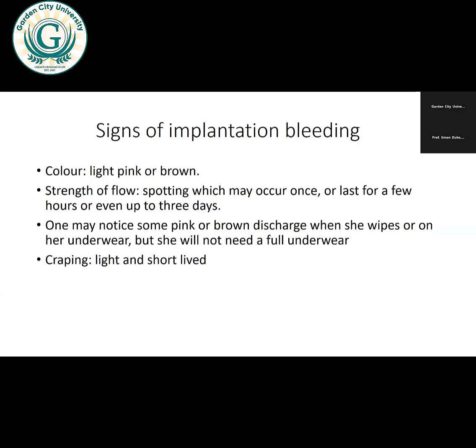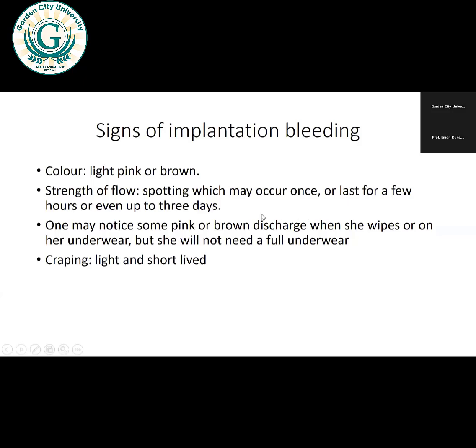One may notice some pink or brown discharge when she wipes or on her underwear, but she will not need a full sanitary pad. That's what is supposed to be there. The griping pain may be slight and short-lived. When you look at the third bullet, it is talking about the ideal.